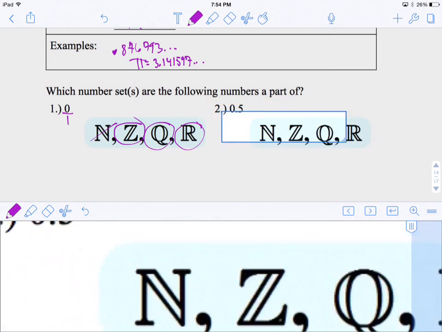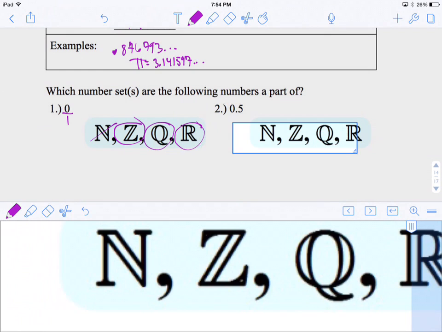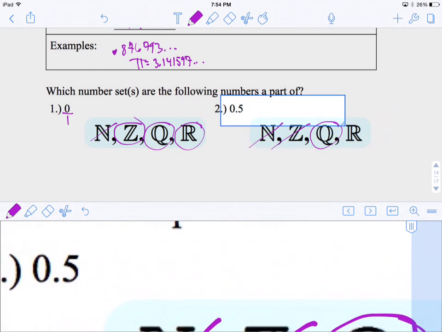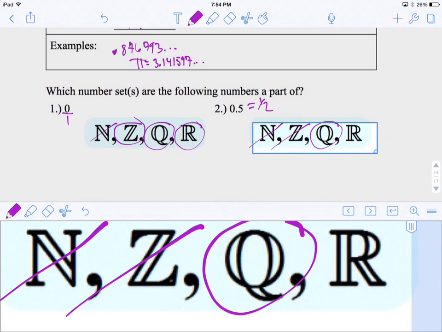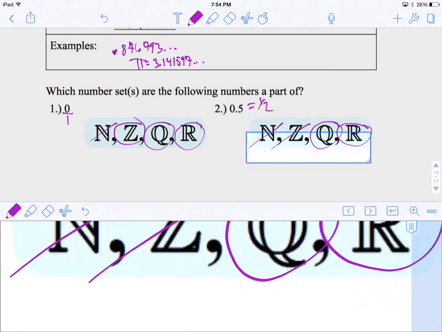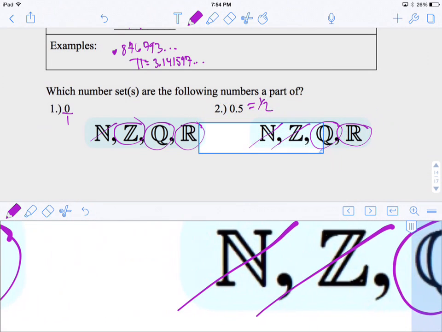Back here, which number set is this a part of? Is 0.5 a natural number? No, it's got a decimal. Is it an integer? No, it's got a decimal. Is it a rational number? Yes, we can write it as a fraction. In fact, we could write it as a half. The decimal ends, so we know it's going to be rational. If it's a rational number, we know it also has to be a real number. Real numbers, again, everything we already know.